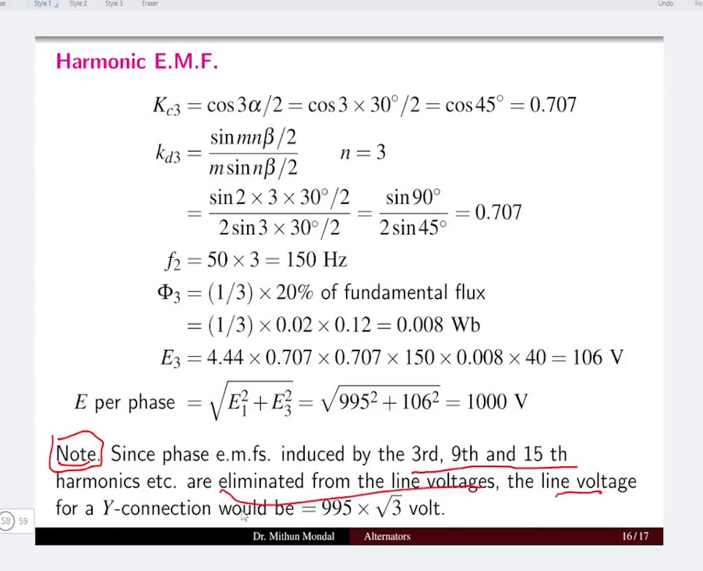The line voltage of a star connected network will be 995 into root 3. So 995 is the phase voltage. If you multiply it with root 3, you will get the line voltage, and harmonics will not be present in the line voltage. It is only in the phase voltage that the harmonics will be present. So the line voltage will be free from the harmonics.